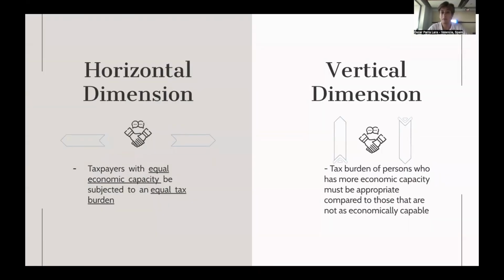How does the court measure this? They look at both the horizontal dimension and the vertical dimension. In the horizontal dimension, it basically means that taxpayers that have equal economic capacity should be subjected to the same tax burden, while in the vertical dimension, it's basically that those that have a higher economic capacity should pay and should have a higher tax burden compared to those that are not as economically capable.